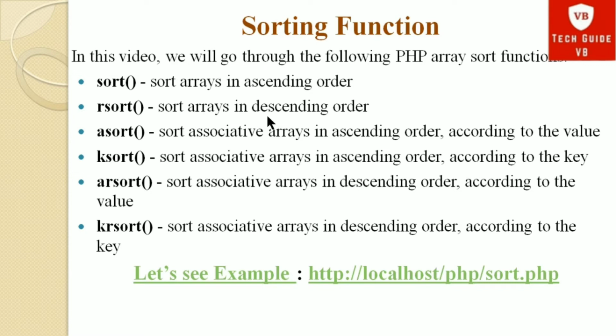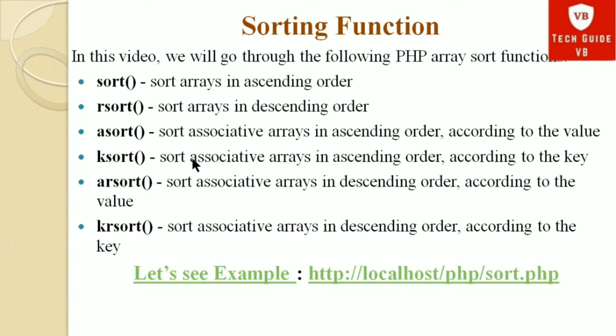The third sorting function is asort. It sorts associative arrays in ascending order according to the value. In associative arrays, there are two different things: one is the key and one is the value. So the asort function sorts an associative array in ascending order according to the value.